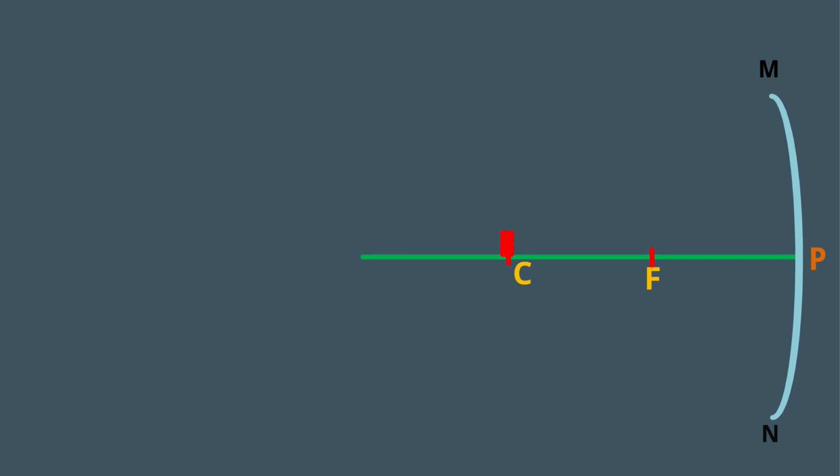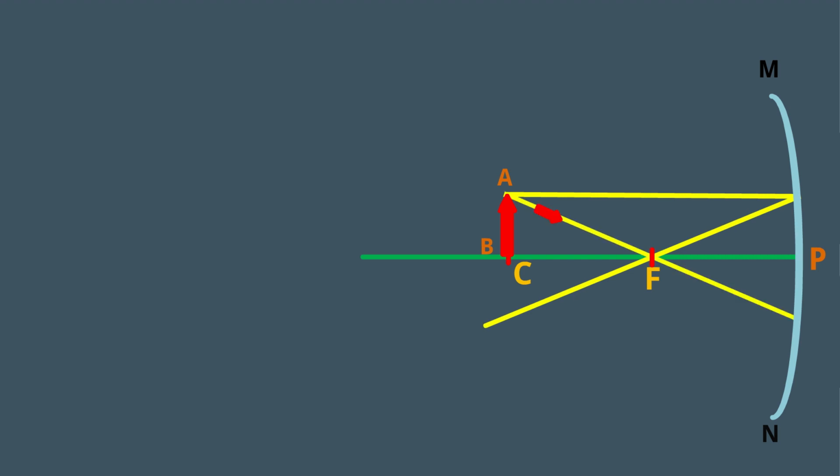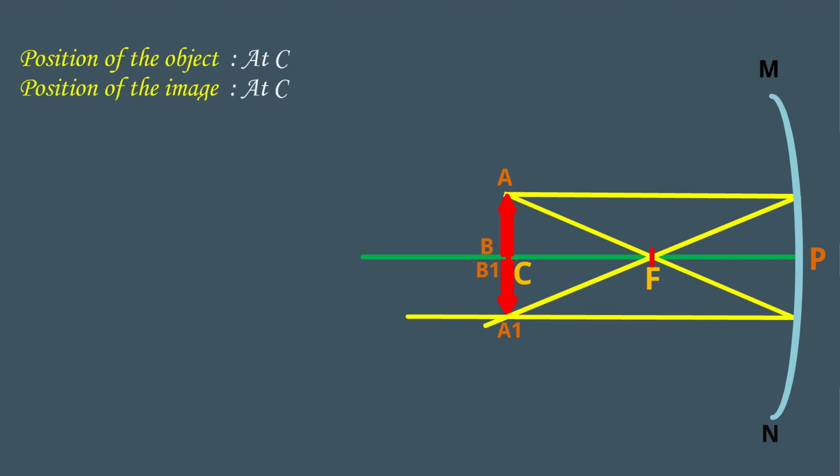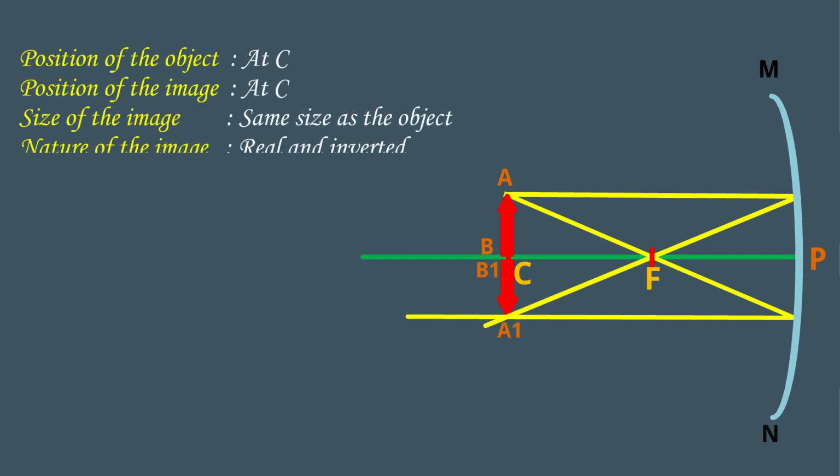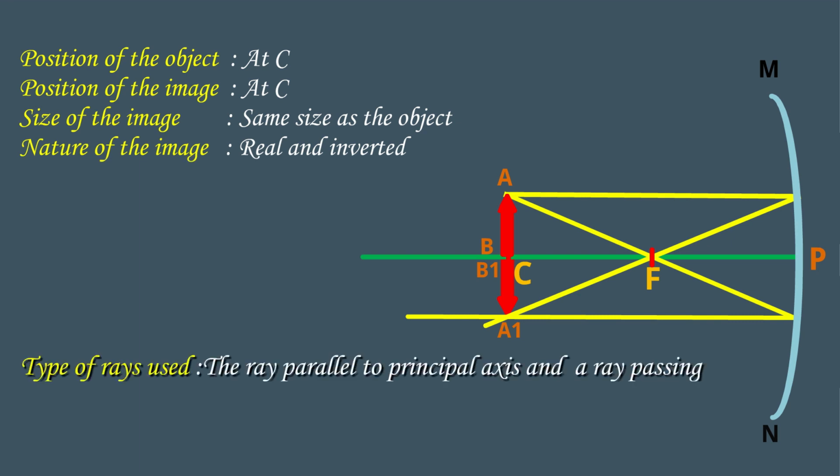Next, when the object is placed at C, we have to consider the ray which is parallel to principal axis. After reflection, it passes through principal focus. Then one more ray which is passing through principal focus, after reflection from the mirror, it becomes parallel to the principal axis. Where these two will meet, we will get an image. Its nature will be real, inverted and same size as that of the object, and its position is at C.